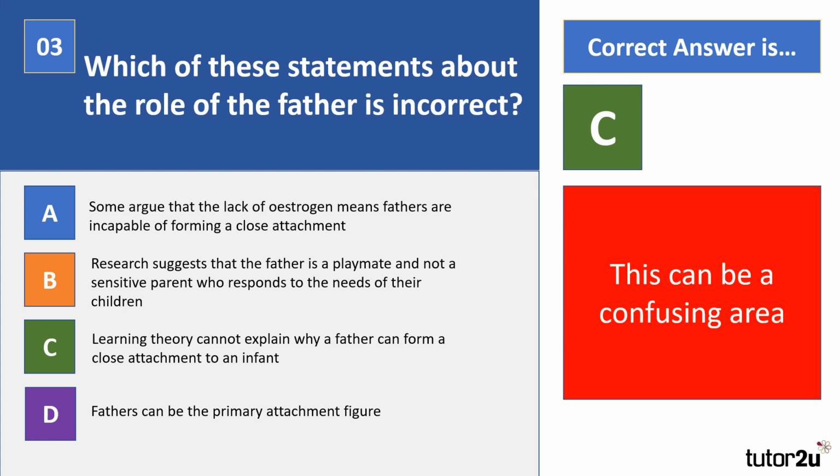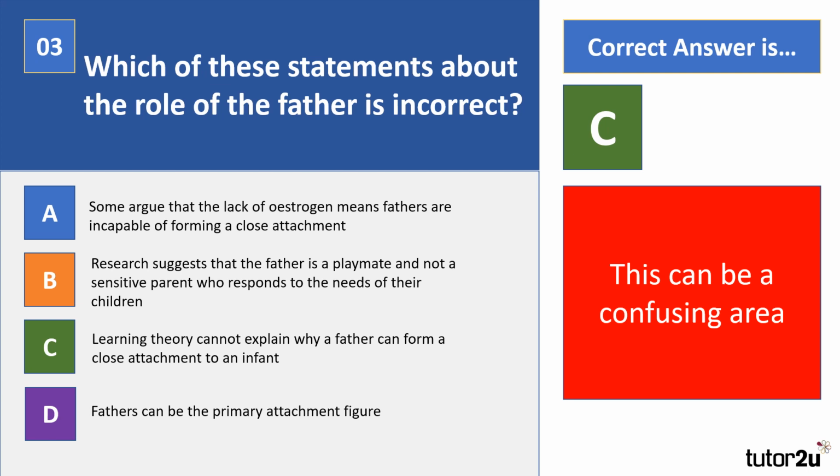Now, A, B and D are all true about the role of the father, which is why it can be quite a confusing area, because it's saying lots of different things really. The primary area, if you like, for debate in the role of the father is whether the father can form that attachment and what the characteristics of that attachment actually are. So some research sees the father as like a playmate for the child who can't provide the nurture that the mother can. And I guess this is reasoned as being due to the lack of estrogen.